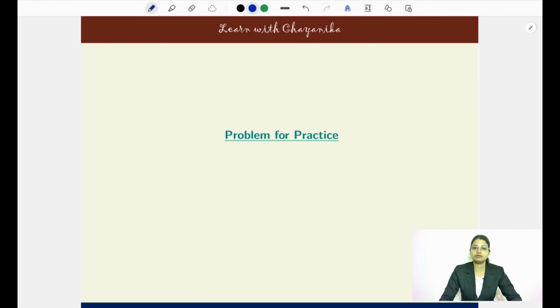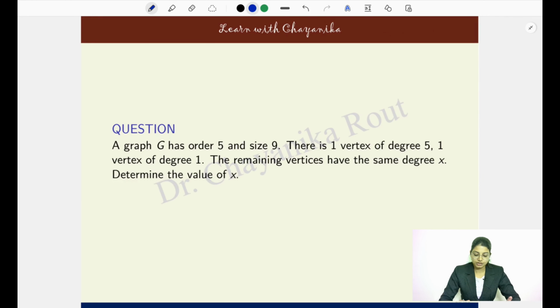So again I will be posting one numerical problem based on the degree sum formula that we have studied today. So let's see the problem. We have been given a graph G whose order is 5 and size is 9. So number of vertices is 5 in the graph and number of edges is 9. There is one vertex of degree 5, one vertex of degree 1 and the remaining vertices in the graph have the same degree x. You have to find out the value of x.